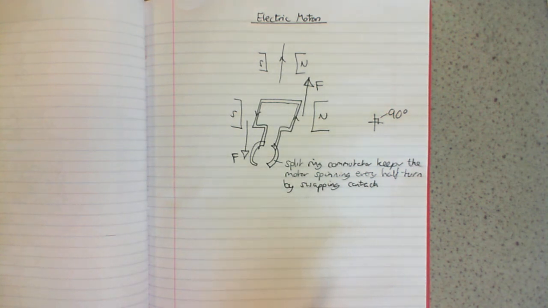Or we can swap the power supply around, swap the terminals around, so positive is negative, negative is positive, or we can turn the battery around. That will also reverse the direction the motor spins.